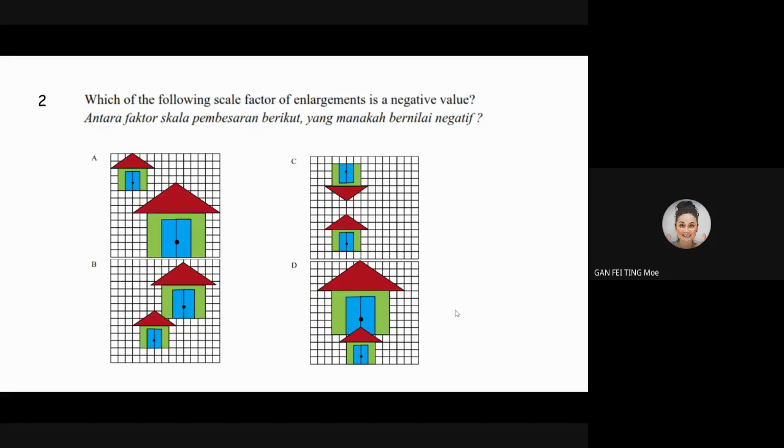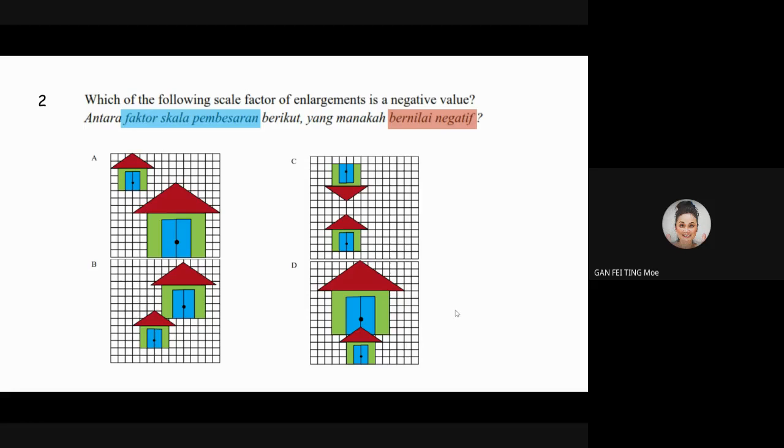Which of the following scale factor enlargement is a negative value? So what is the keyword here? Negative value. Okay, scale factor. This is scale factor pembesaran, enlargement. And the second keyword is that it should be negative. Now from A, B, C, D, which one do you think is the negative?